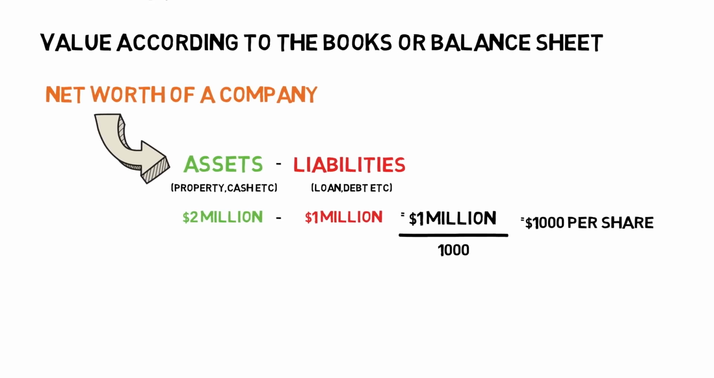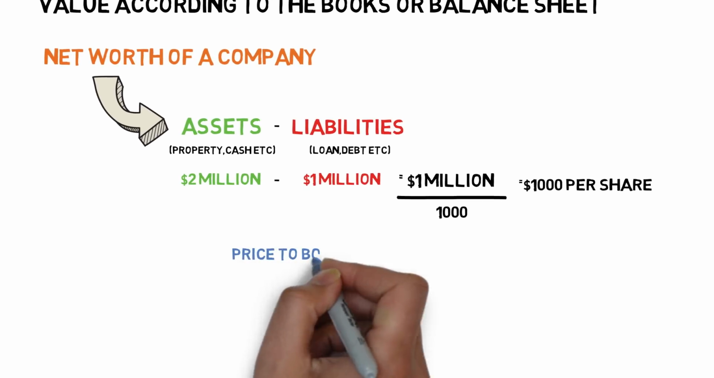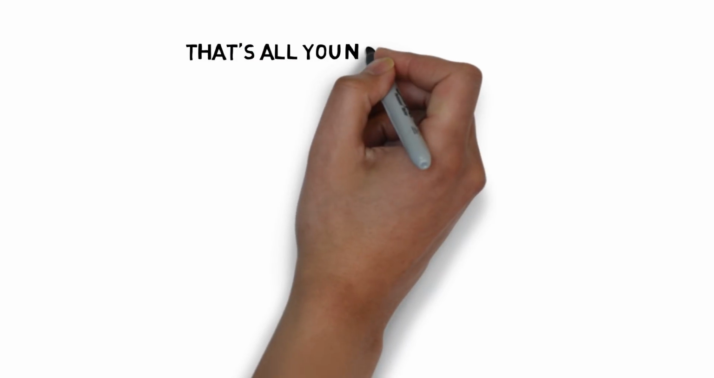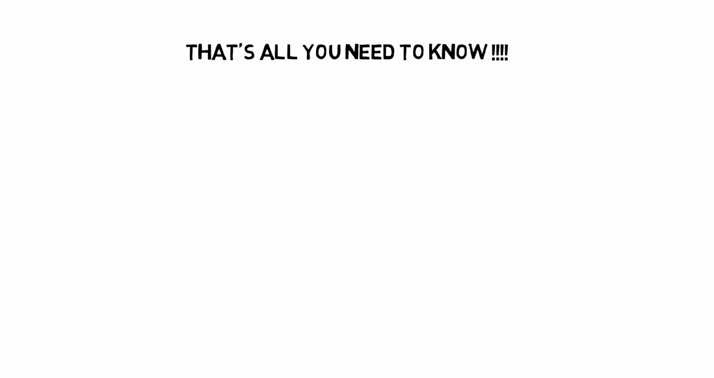Now let's go to price to book value. To get the price to book value, you simply divide the price, which is $500, by book value per share, which is $1,000. It will be equal to 0.5. In other words, ABC is selling at half the price of its net worth. That's the five financial ratios you need to know as an investor.